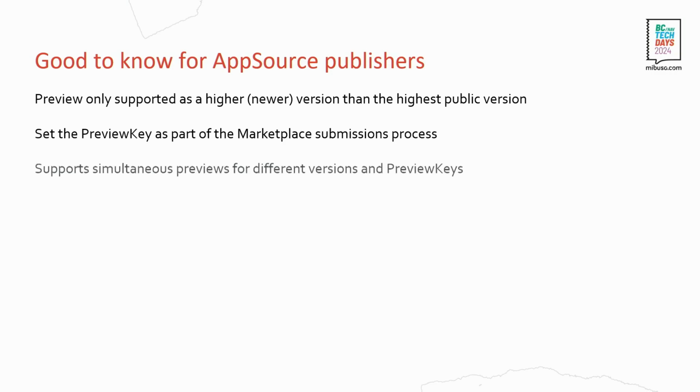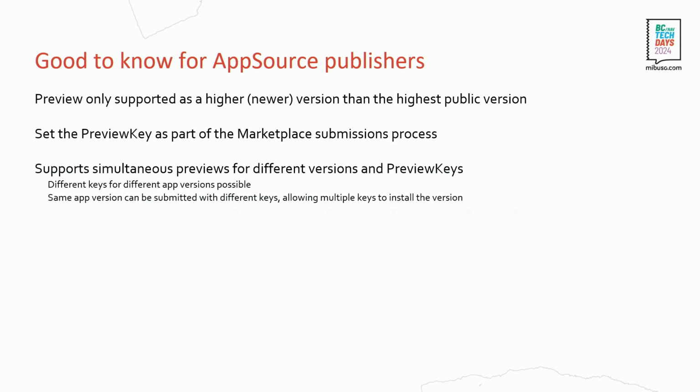submit your app. We support multiple different previews at the same time. You can have different preview keys, and you can have them out at the same time. It will install the version, but in Partner Center, you will always only be able to see the last preview. That doesn't support any kind of multi-tenancy. But as long as you have the link and the right preview key, then it will work.